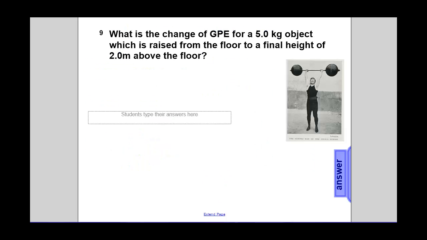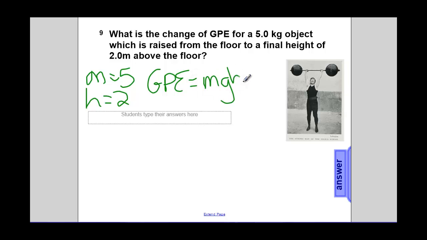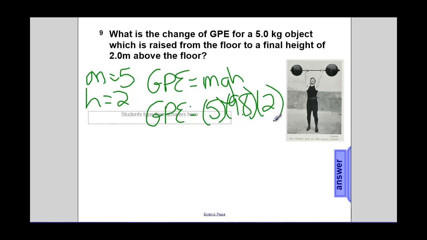So what is the change of GPE for a 5 kilogram object? So our m equals 5, which is raised from the floor to a final height of 2 meters. So that means our h equals 2. So if we've got GPE equals mgh, and we plug in, we've got 5 times 9.8 times 2, we are going to get 98 joules.